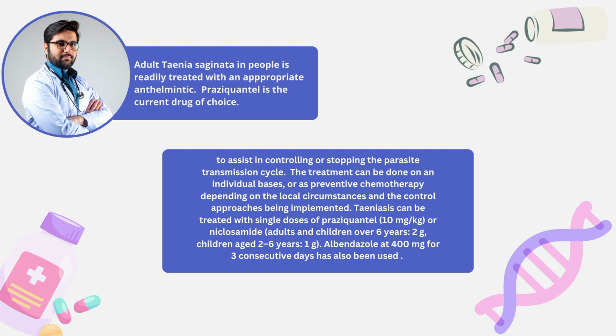Taeniasis can be treated with single doses of praziquantel, 10 mg per kilogram, or niclosamide: adults and children over 6 years, 2 grams; children aged 2 to 6 years, 1 gram. Albendazole at 400 mg for 3 consecutive days has also been used.